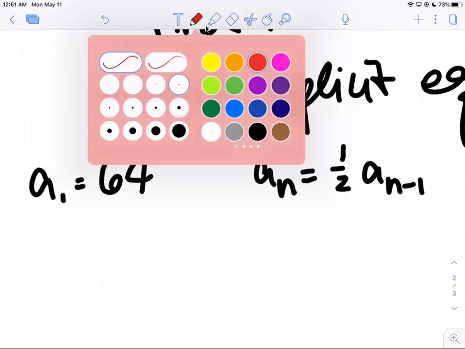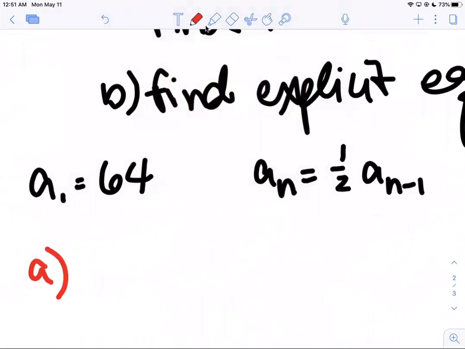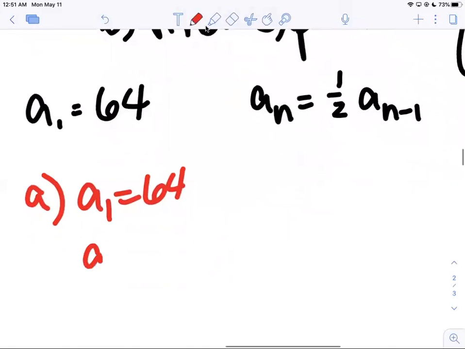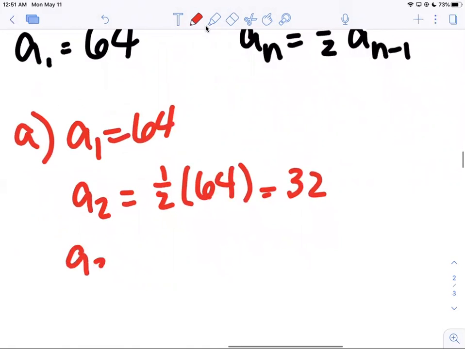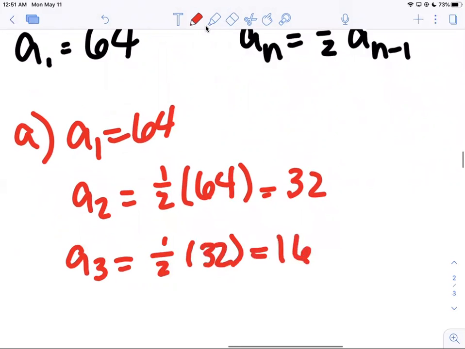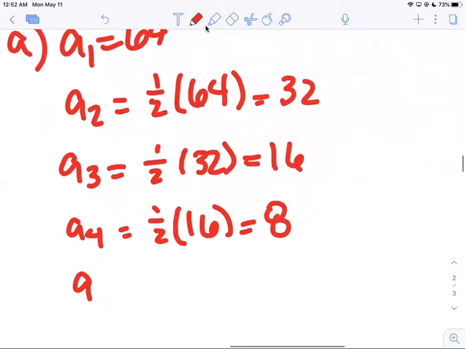I'm going to do part A first, so I'm going to find all of the terms, and then I'll decide if it's arithmetic or geometric. So a sub 1 we already know is 64, that's cool. A sub 2 is going to be 1/2 of 64, which is 32. A sub 3 is 1/2 of 32, which is 16. A sub 4 is 1/2 of 16, which is 8. And I just have to go one more. A sub 5 is 1/2 of 8, which is 4.